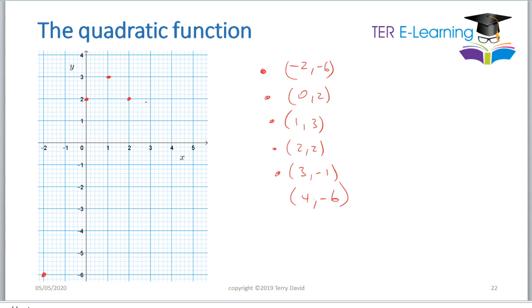Then (3, -1). (3, -1) is here. And then (4, -6) is down here. Right? So that's what we do. We plot all the points on the graph.